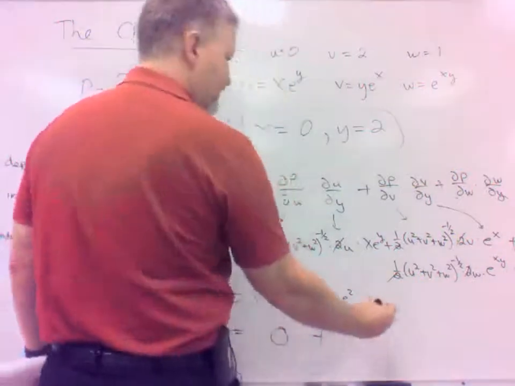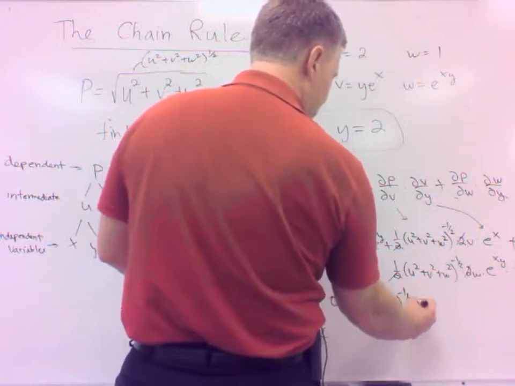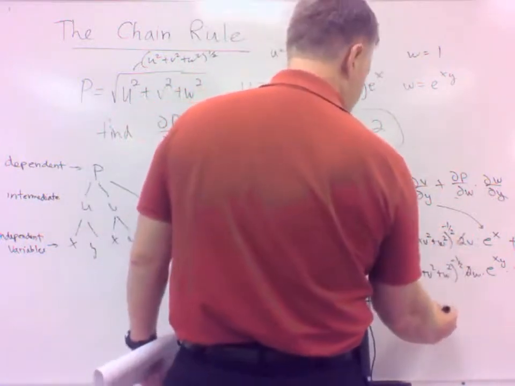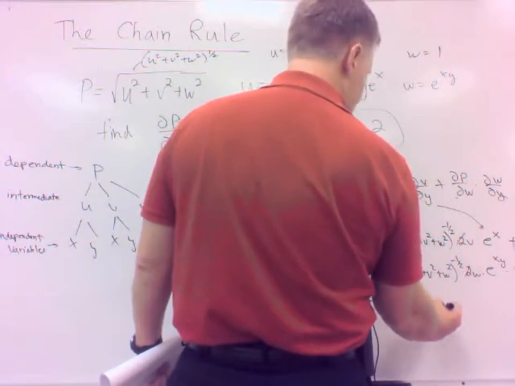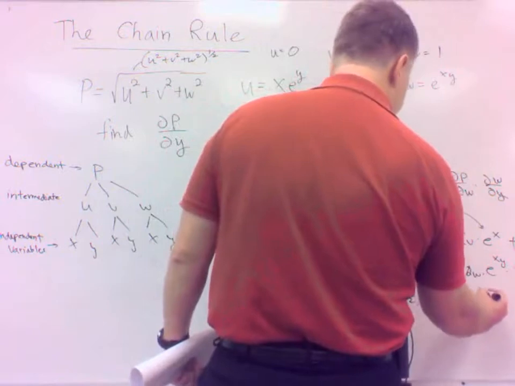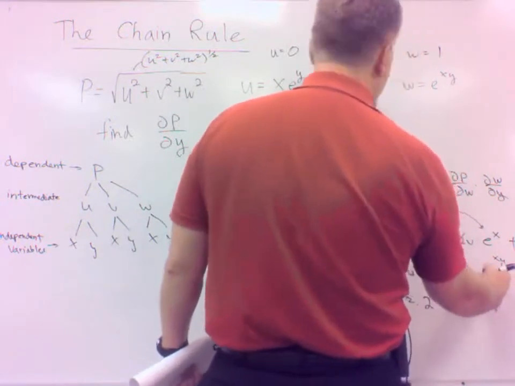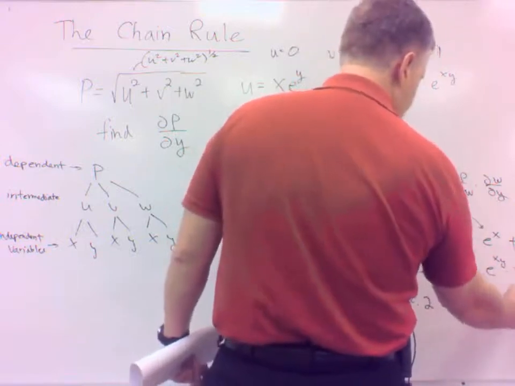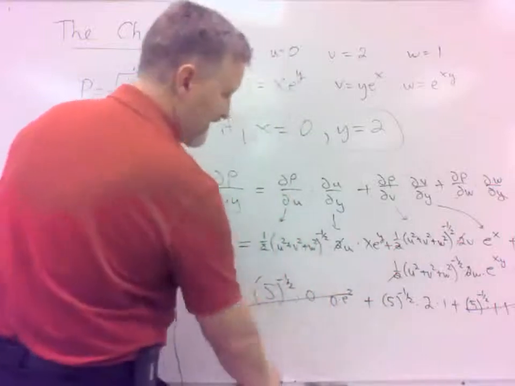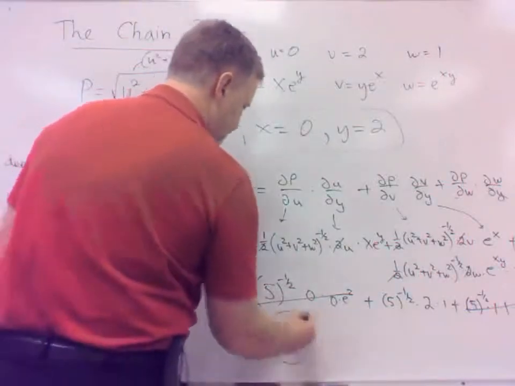Okay, then this would be also 5 to the negative a half times v, which is 2, e to the x, which is 0, so that's 1, plus 5 to the negative a half times w, which is 1, e to the xy, which should be 1. X is, okay, that's also 0, so that's gone, that's gone. So it's just that: 2 over the square root of 5. Okay, it didn't turn out to be that nasty after all.